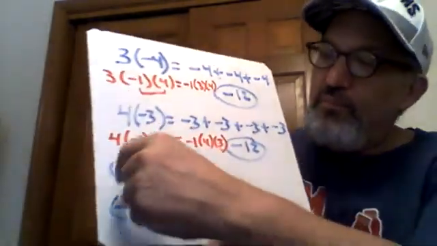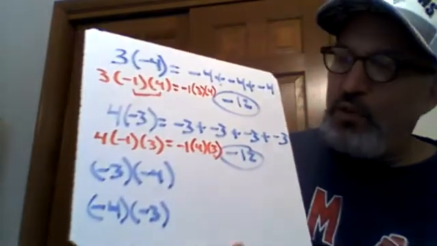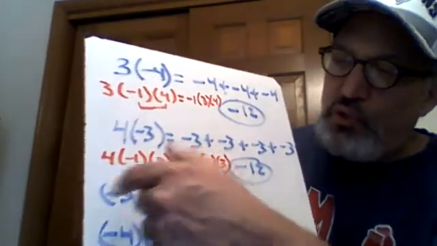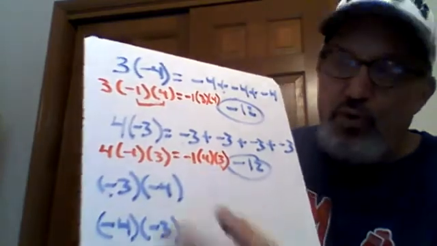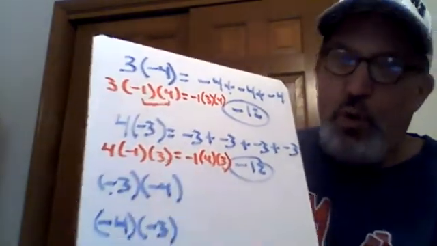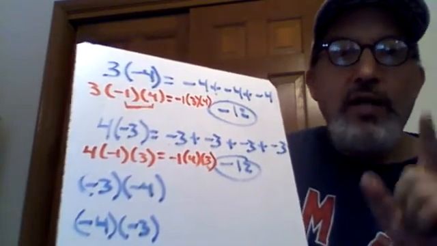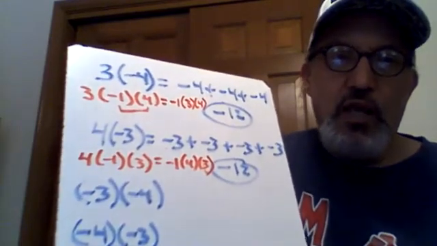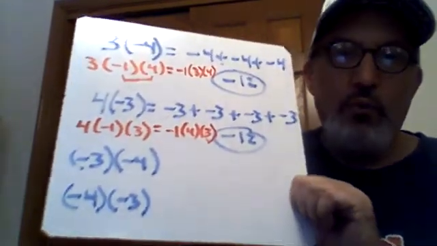Of course, this is the same problem. Multiplication is commutative, even with negative numbers. So this is only one problem here. Why does negative 3 times negative 4 equal positive 12? We'll look at that next.